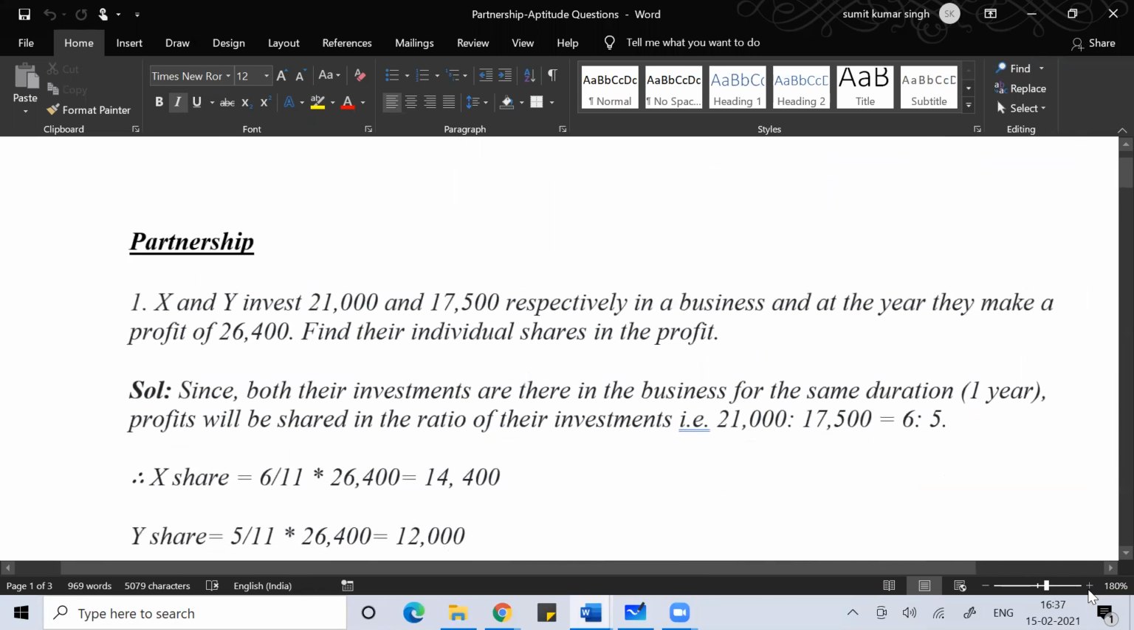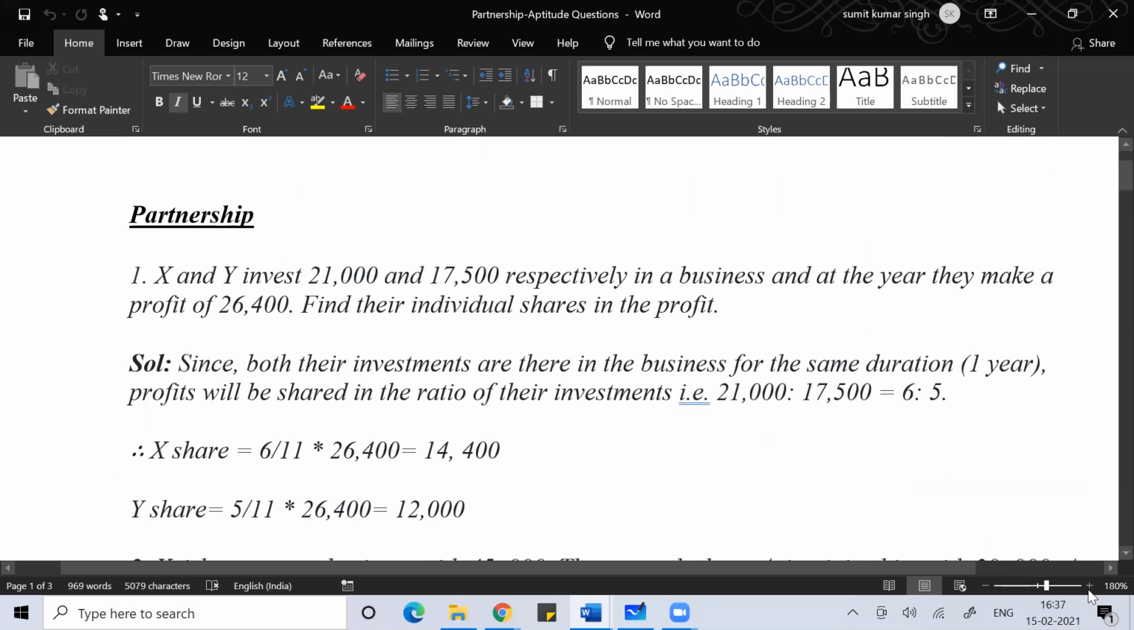So here, if you see question number one, X and Y invest 21,000 rupees and 17,500 rupees into the business, and at the end of the year they make a profit of 26,400. Find the individual share in the profit. Here only one parameter is given, how much money you are putting into the business. X has invested 21,000, Y has invested 17,500, and the time period is not mentioned.